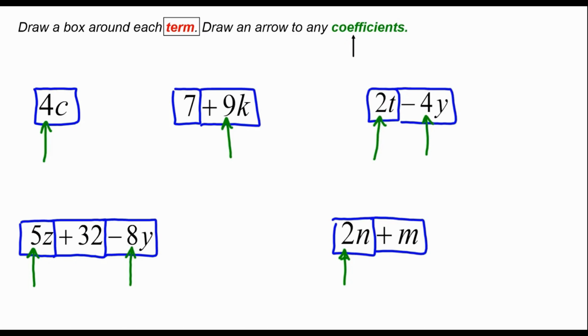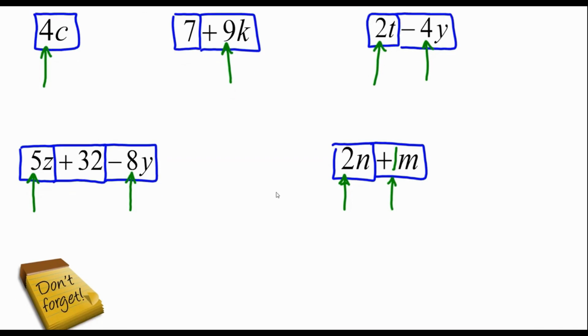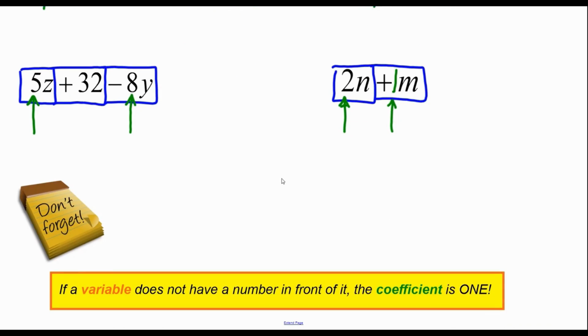But there is actually a coefficient here. It's just kind of invisible. There is a 1 in front of that m. It's 1m. We just don't put the 1 there when there's only one m. So 1 is the coefficient there, and that is something that we need to remember. So don't forget, if a variable does not have a number in front of it, the coefficient is 1. Every variable has a coefficient, and if there's not a number there, the coefficient is 1.